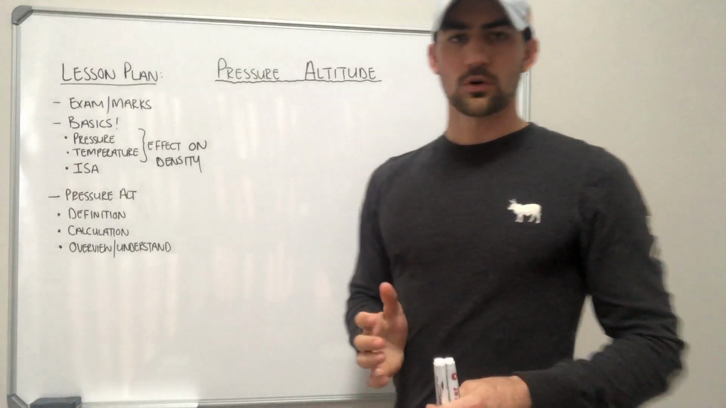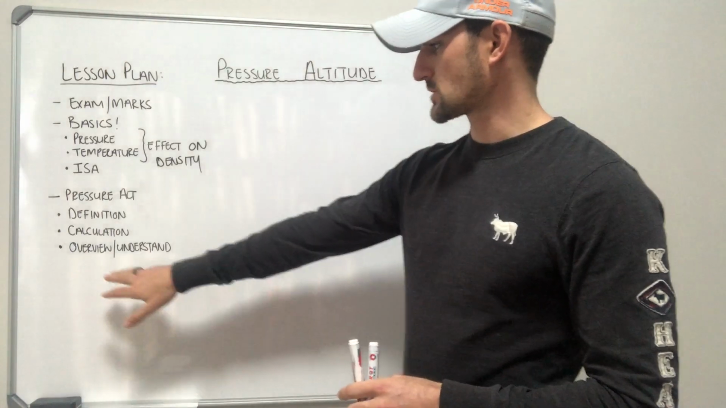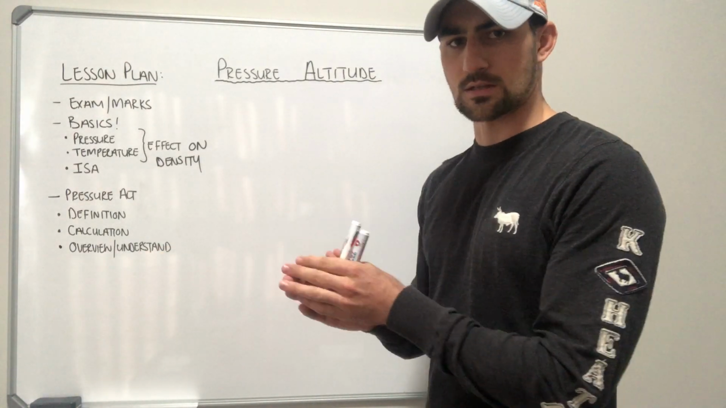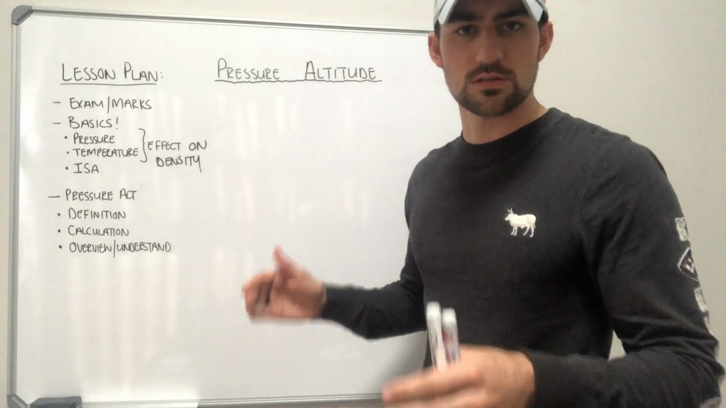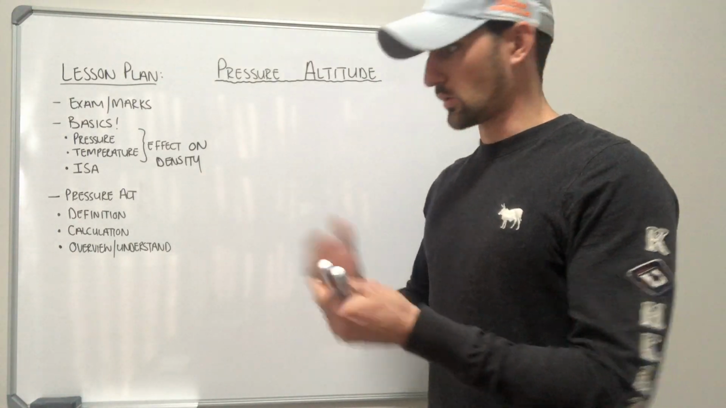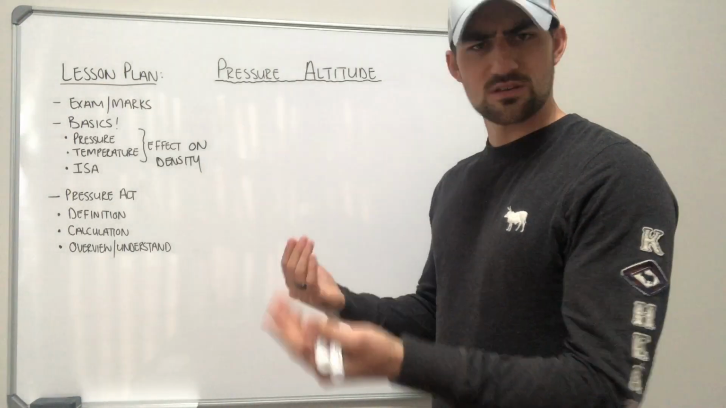And then the most important part, and this is what I mentioned earlier as well, is to quickly look at the overview and understand what that figure means. So if you got a pressure altitude of 3,000 foot, what does it mean? How do you apply it in your flying? What will happen with the aeroplane? How does it affect the performance?